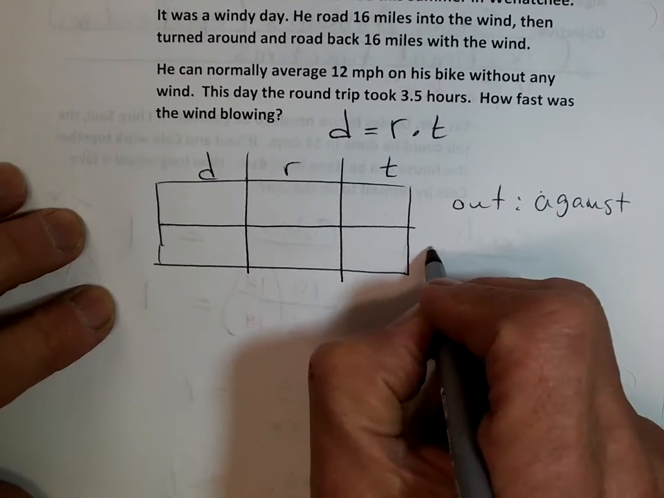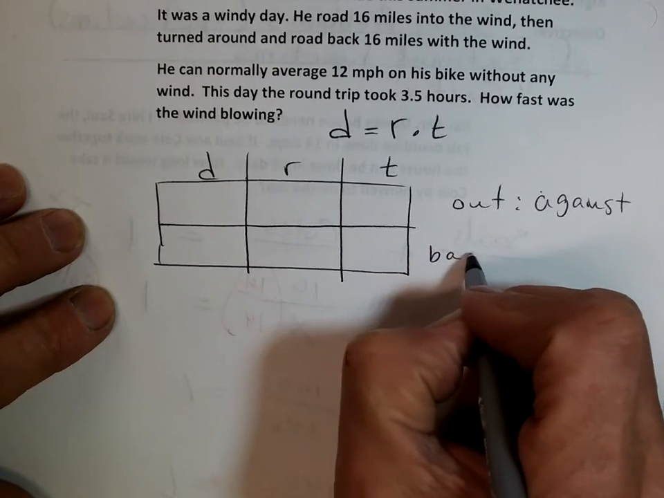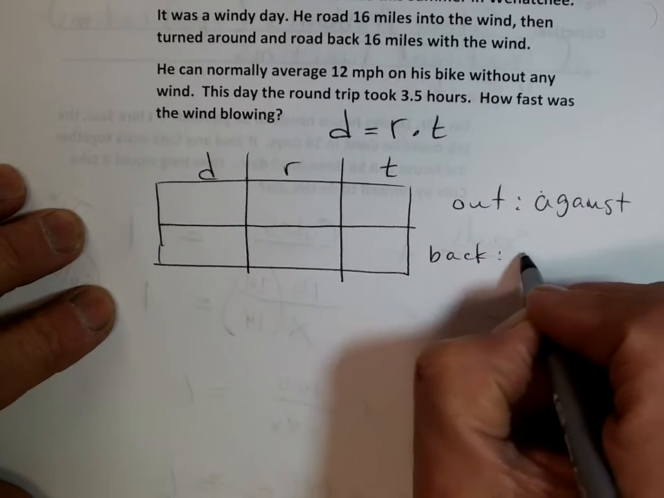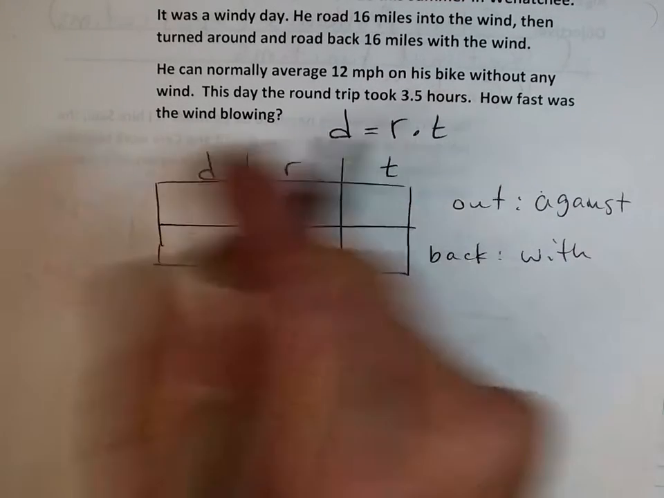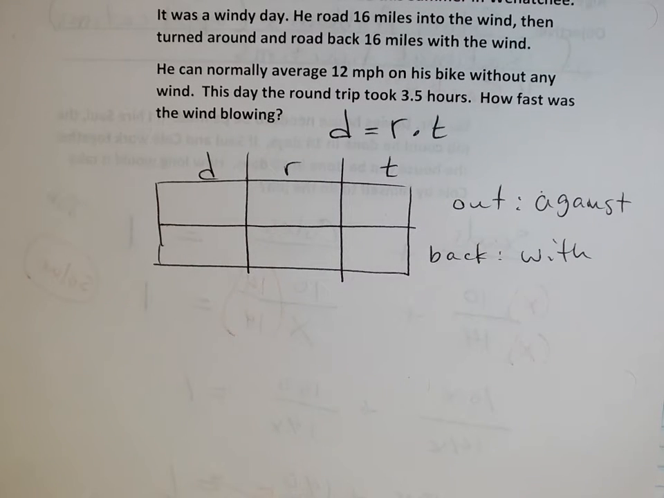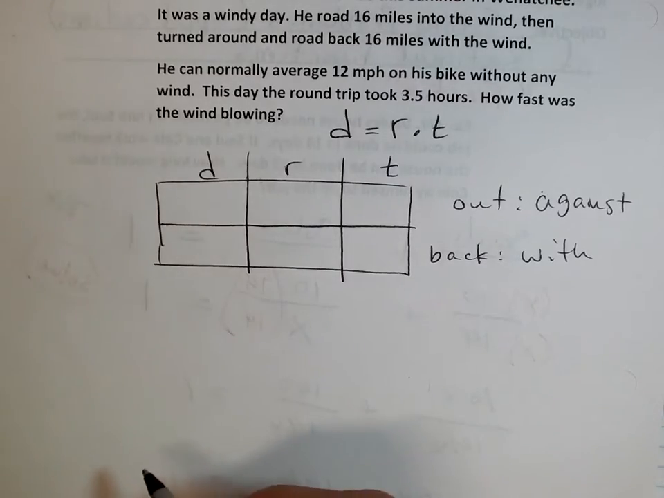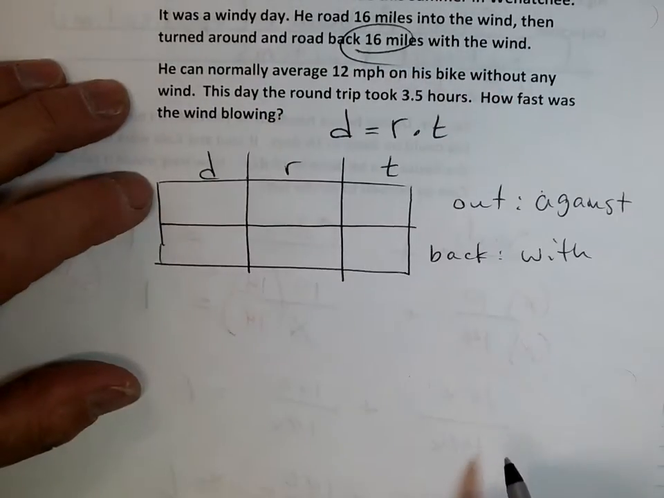And my back route, I'm going to turn around and come back. My back route is going to be with the wind. That's going to be hallelujah. I can just fly with the wind. It's kind of fun to ride with the wind to your back. You can go fast without a whole lot of effort, okay? So, I know that the round trip took 16 miles, right?